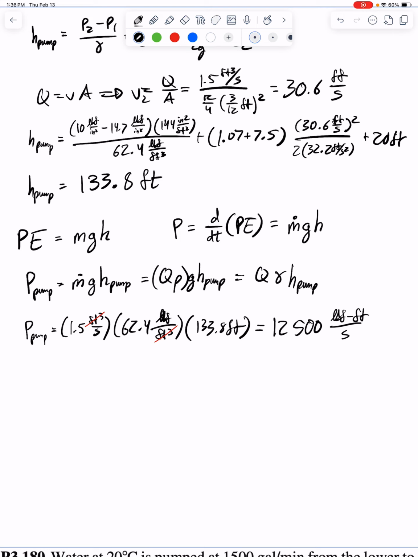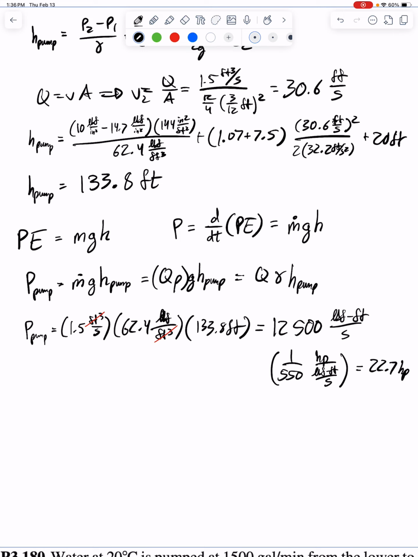We want to convert into horsepower, so we're going to divide by a factor of 550, which is pound force feet per second per horsepower. So we get about 22.7 horsepower. Okay, so that's the power required by the pump.